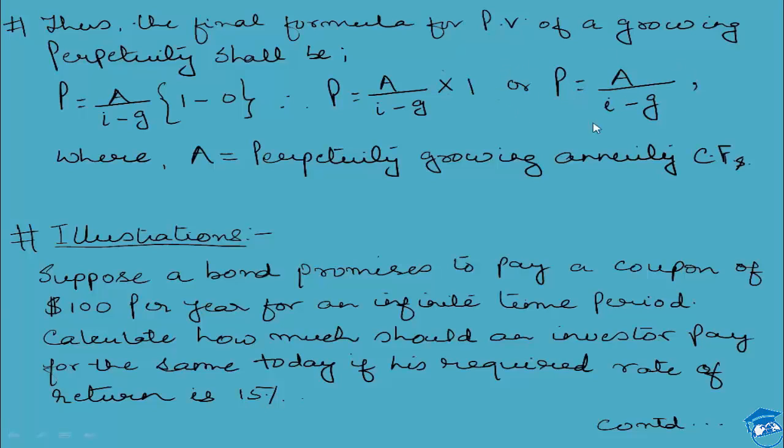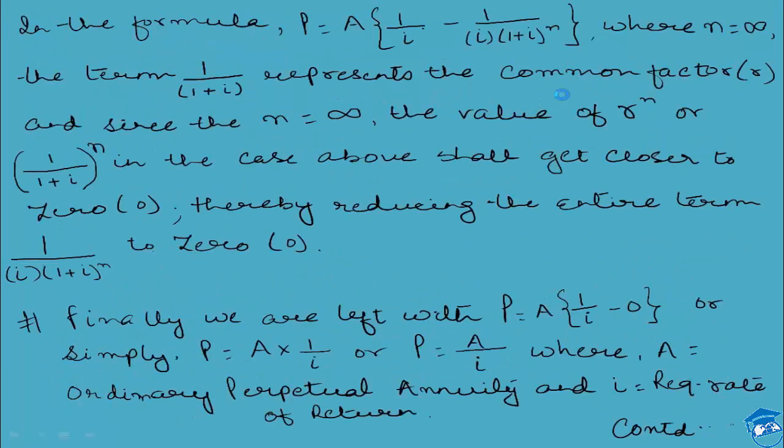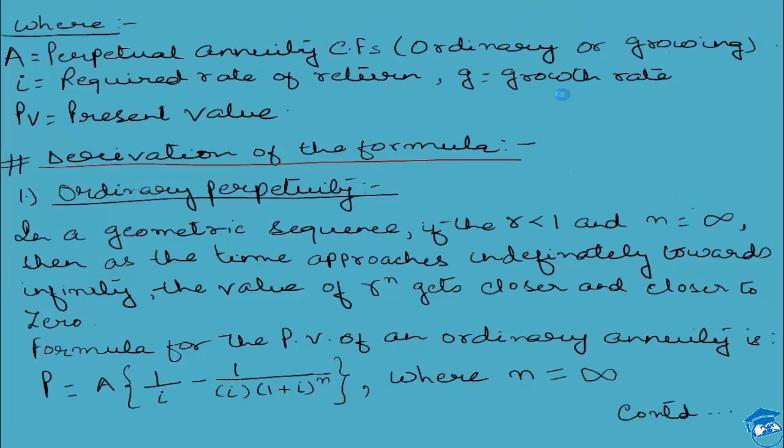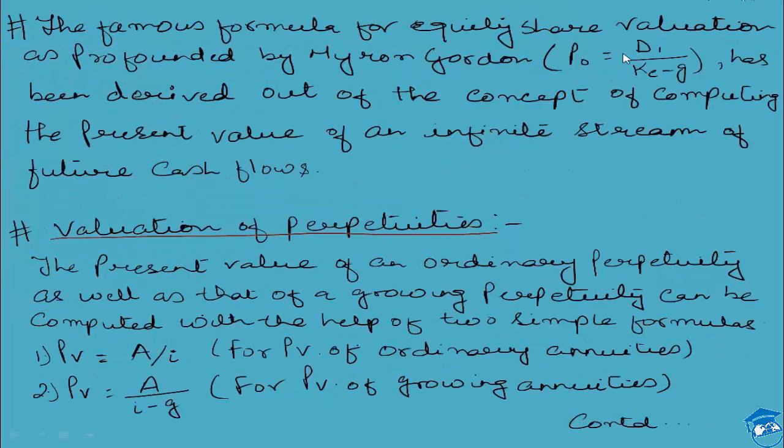Now, this particular formula, P is equal to A upon I minus g, is very similar to the formula which we discussed in the case of Gordon's model: P0 is equal to D1 upon k minus g. Of course, we didn't discuss its derivation in detail, as I already said that this is not the right time for that. But after going through the derivation of the present value of a growing perpetuity, wherein P0 is equal to A upon k minus g, or P is equal to A upon I minus g, you can very well relate the resemblance between these two formulas.